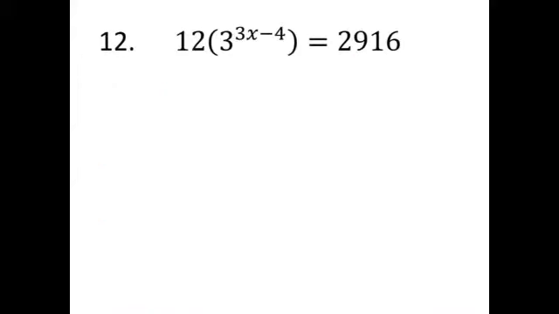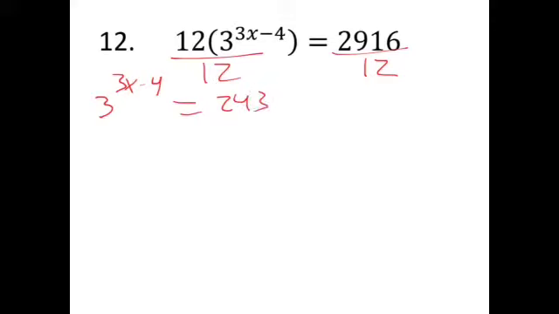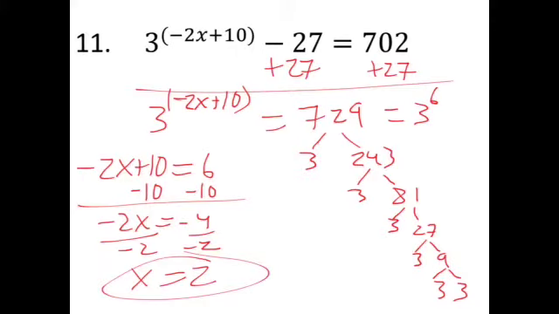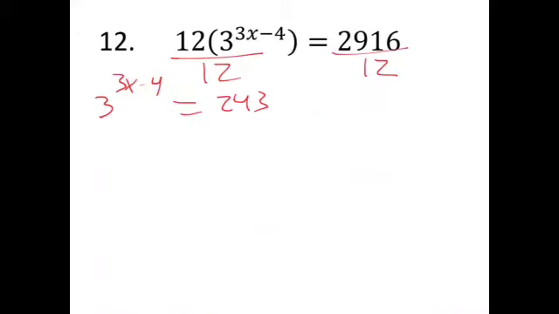12. Something that you'd want to do on this one is make sure you get your exponential factor all by itself. So let's divide both sides by that 12 there. So now we're looking at 3 to the 3x minus 4 power equals, well, 2,916 divided by 12 is 243. And if you look at our previous work, 243 is really just 3 to the 5th power. So that right one we're going to write is 3 to the 5th power.